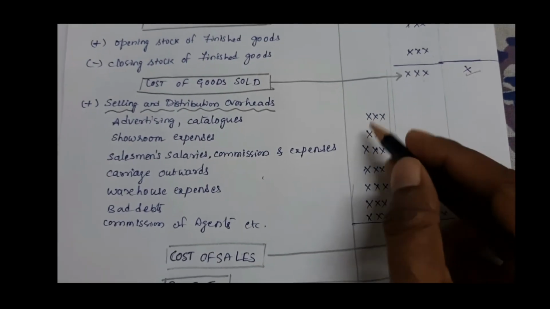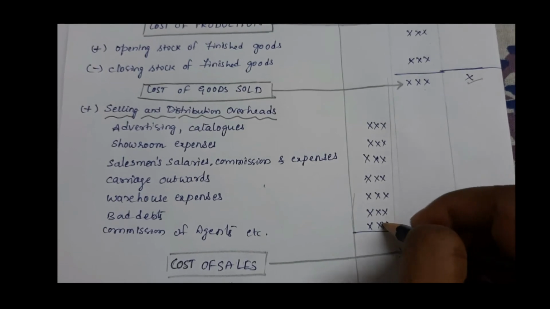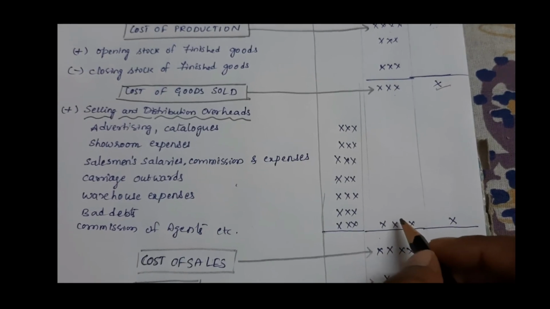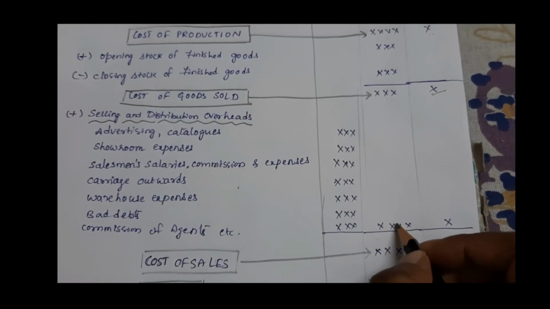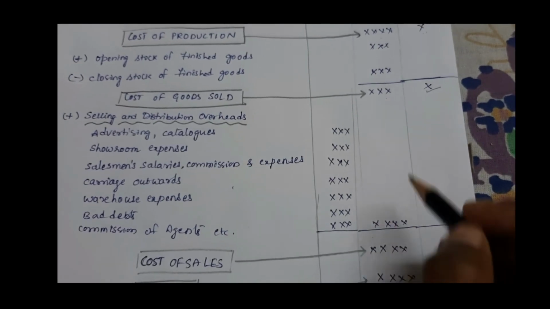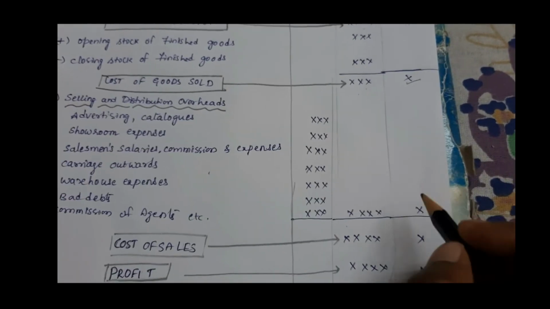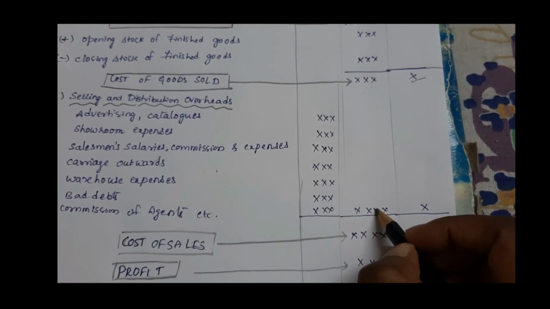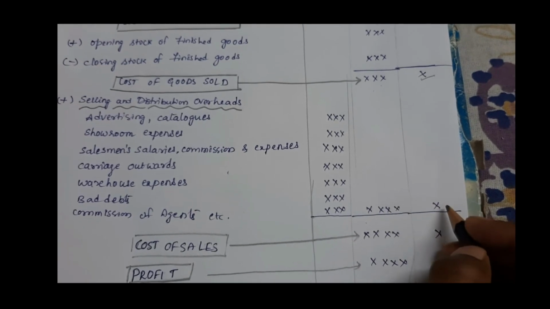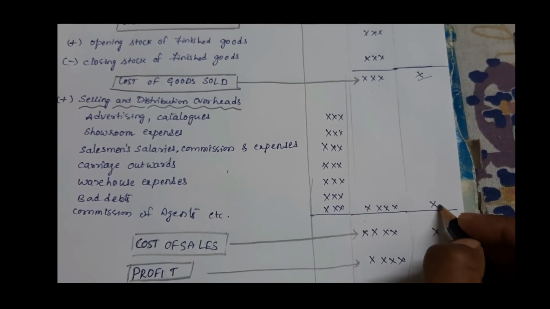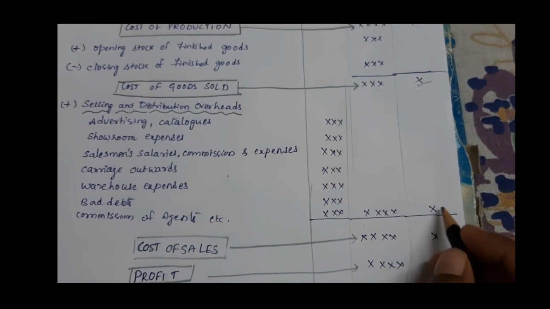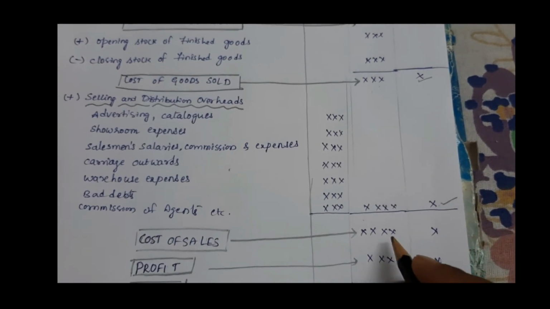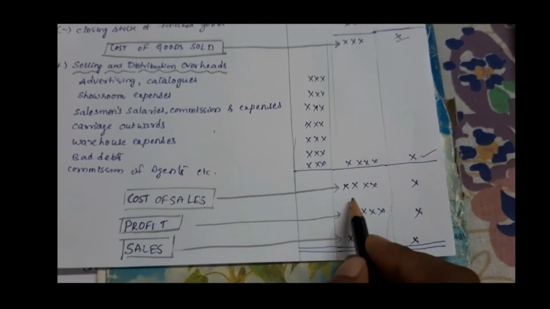And make the sum of all these selling and distribution overheads here and take the total of selling and distribution overheads in the second column, outer column of the total cost, and add all of them to the cost of goods sold. And this total cost of selling and distribution overheads has to be divided by the number of units sold here, not by the number of units produced. So we will get the selling and distribution overhead cost per unit, then add, so that we will get cost of sales.